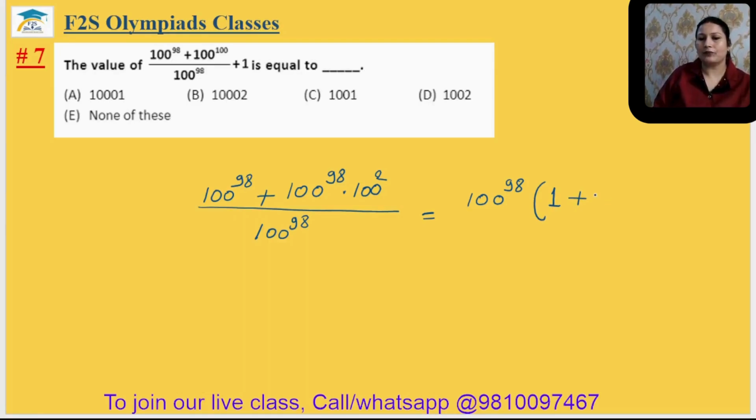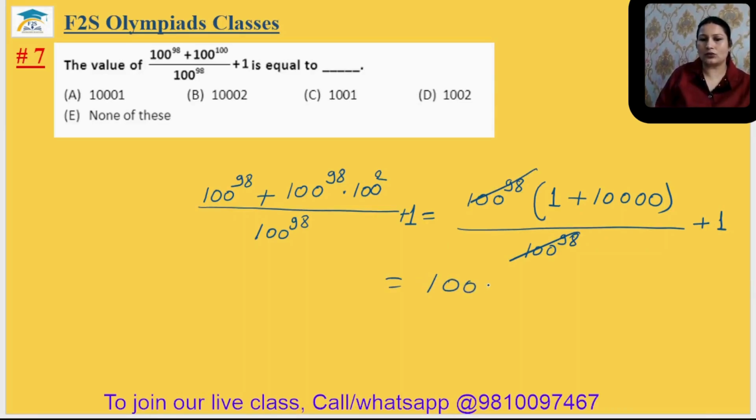1 plus 100 to the power 2, we can write it as 10,000 upon, sorry, here plus 1 is also there, plus 1. So 100 to the power 98 cancels out. This is 10,000, 1 plus 1, that is 10002. This is your 10002. Seventh answer is B.